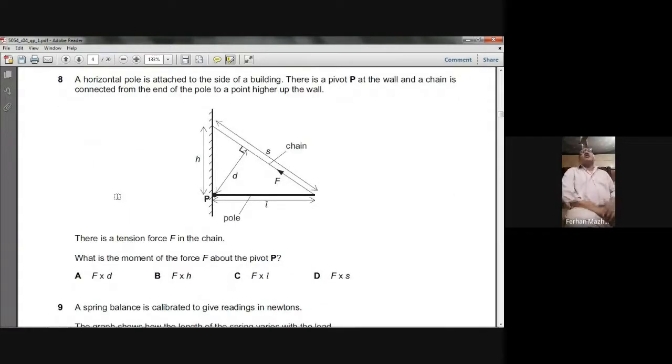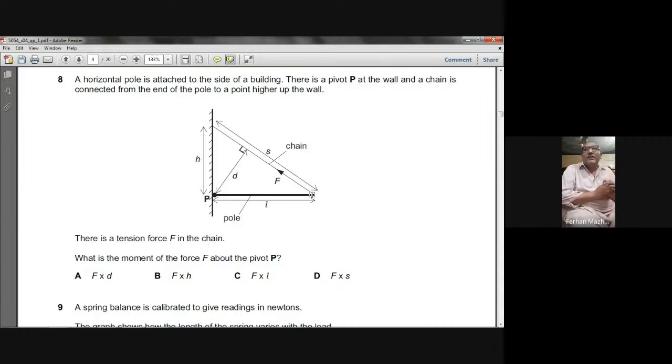The horizontal pole is attached to the side of a building. Here we have a horizontal pole, which is attached to this wall of a building. There is a pivot at the wall, P. This is the pivot. This pole can go up, it can come down, and a chain is connected. Here we have a chain, which is attached to this wall and to the right end of the pole.